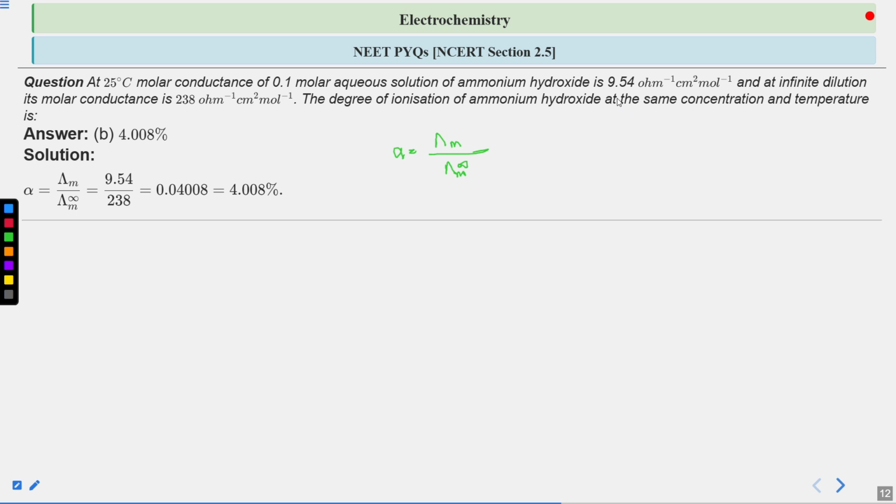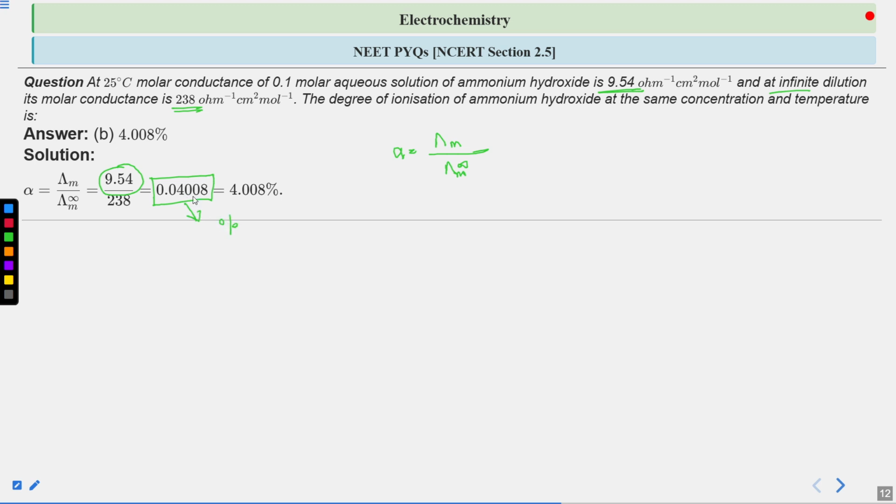So the molar conductivity is 9.54. We put 9.54, and at infinite dilution the molar conductivity or molar conductance is 238, so we put 238 in the denominator. Simply divide it and it equals 0.04008. But here is the trick: the options are provided in percentage. So whatever answer you are getting, don't be in a hurry, don't just mark anything. Try to resolve this into the percentage form.